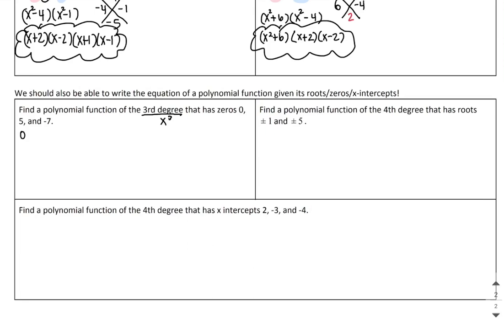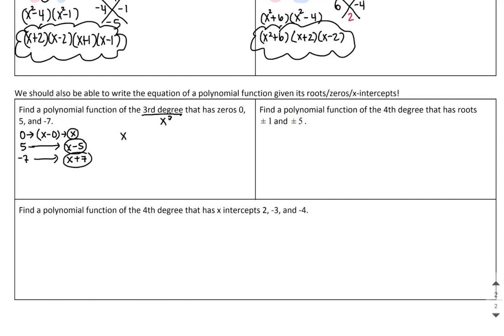So for the 0, 0, or the x-intercept is 0, that factor would be x minus 0, or just x. For the 0, 5, the factor would be x minus 5. And for negative 7, the factor would be x minus negative 7, or x plus 7. These are my three factors that I'm going to multiply together.